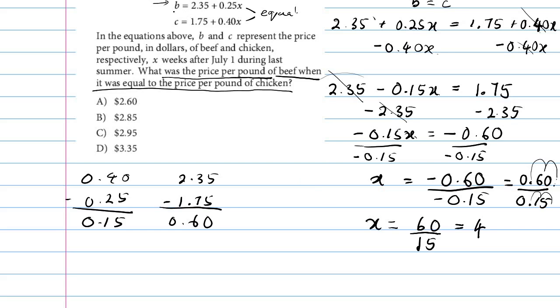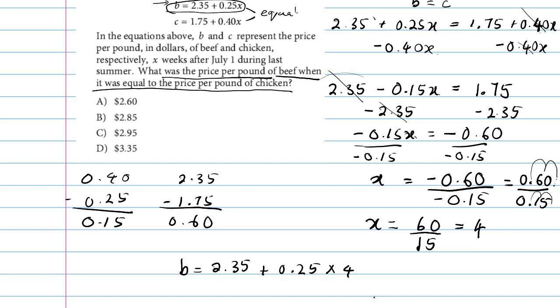To find the price of beef, we just plug the x value into this equation. So b equals 2.35 plus 0.25 times 4. Remember that we do all these computations by hand because this is the no calculator section. So 0.25 times 4.